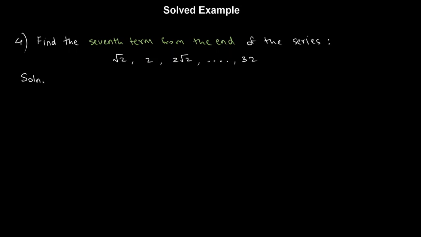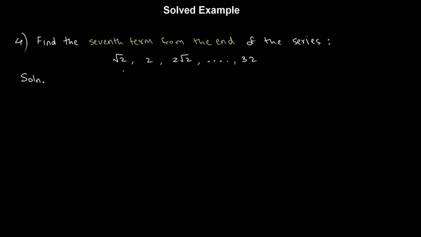Find the seventh term from the end of the series root 2, 2, 2 root 2 and so on, all the way up till 32. Alright, since we want to find the seventh term from the end, let's just reverse the entire geometric progression and see what it will look like, right?